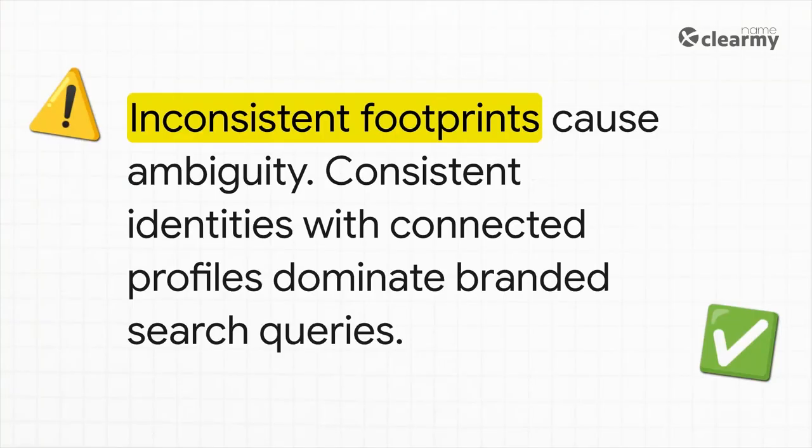Look, search engines absolutely hate confusion. An inconsistent footprint, think different name variations, outdated corporate biographies, or conflicting credentials floating around, causes ambiguity. And when a search engine is confused, your entity credibility takes a nosedive. On the flip side, consistent identities with connected, authoritative profiles, where your website, industry directories, and verified social channels all link together seamlessly, those absolutely dominate branded search queries. By taking control of your assets, your risk exposure drastically decreases because you aren't reliant on third-party platforms.